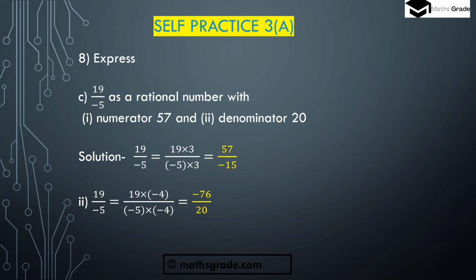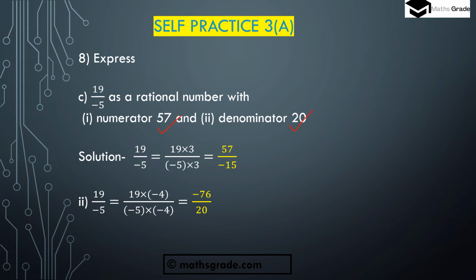Now solve question number third bit C. Express 9 divided by minus 5 as a rational number with numerator 57 and denominator 20. We know multiply the numerator 19 with number 3, we get 57. 19 multiplied with 3, we get 57.